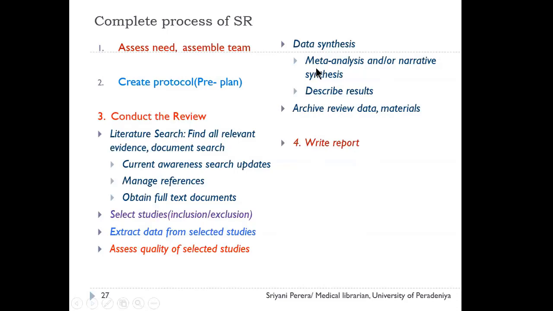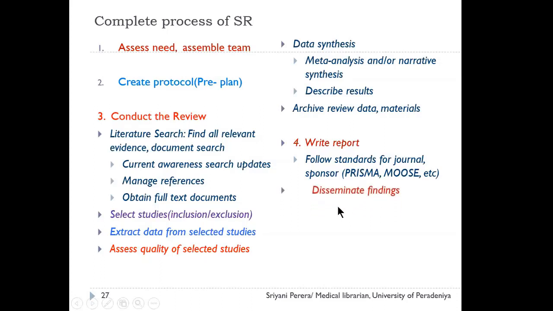And right now, after doing the synthesis and writing the discussion, you write the report. That means deciding how you are going to disseminate, whether with a journal article or whatever. Writing the report of the systematic review. Again, when you write the report, there is a standard you have to follow: the PRISMA guidelines. There is a guideline you'll have to follow when you write the report.